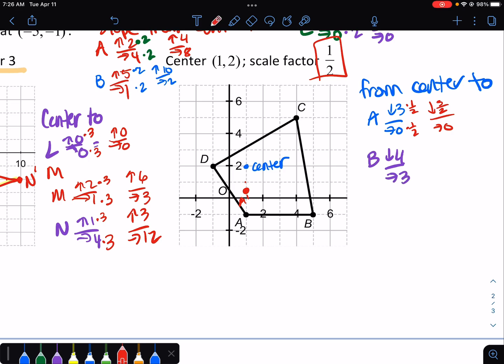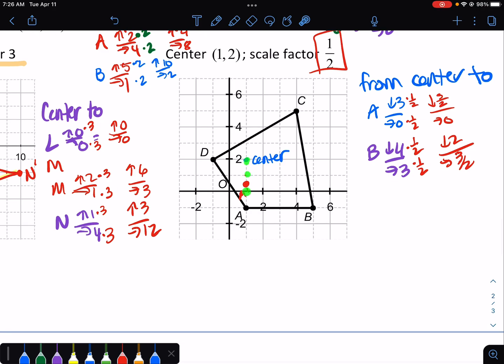So we're going to take that and multiply by 1/2 on both the rise and the run. So that gives us down 2, right 1 1/2, or 3 halves, whichever way you want to think of it. So from the center, we're going to go down 1, 2, and over 1 1/2. So that puts us here. So our B prime is there.